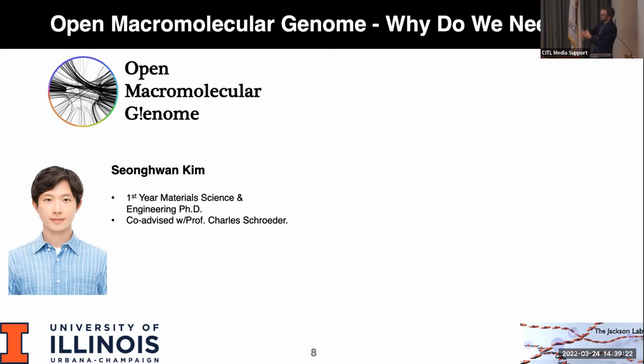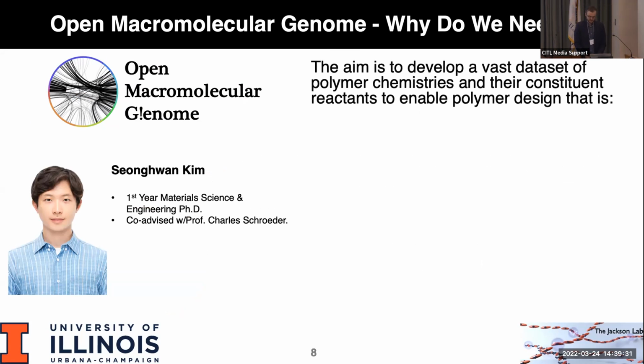The Open Macromolecular Genome and manipulations thereof is work by my and Professor Schroeder's first year math sci student, Songhwan Kim, doing some great stuff with us in just his first year. And so we set out here, and the aim that we wanted to do is we wanted to say, okay, before we try to do generative design on polymers, macromolecules, first we need a data set. And so what kind of a data set is going to enable these generative models that we're all interested in?